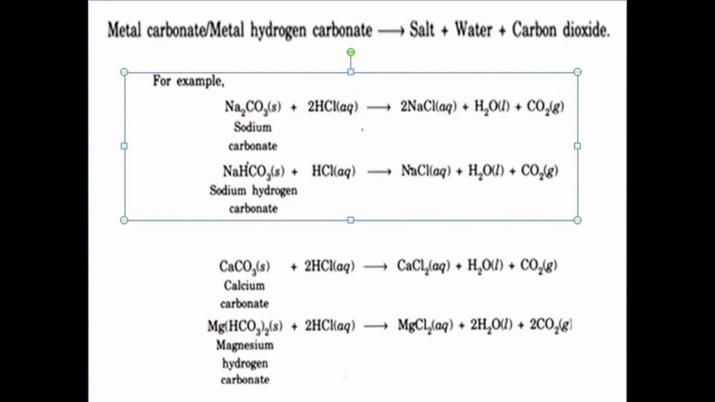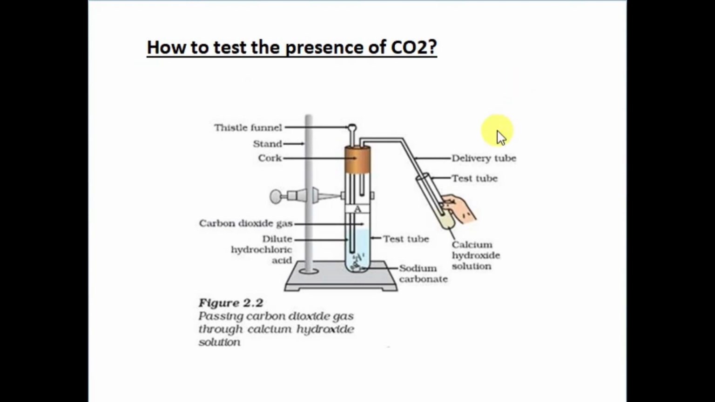Okay, so what was the experiment through which scientists detected that carbon dioxide is released in that reaction? So this is the experiment. Here in this experiment, they have taken dilute hydrochloric acid and sodium carbonate. These will react, and as we have studied in the last slide, carbon dioxide will be released. So carbon dioxide gas will be formed here, and then this delivery tube is attached with this test tube.